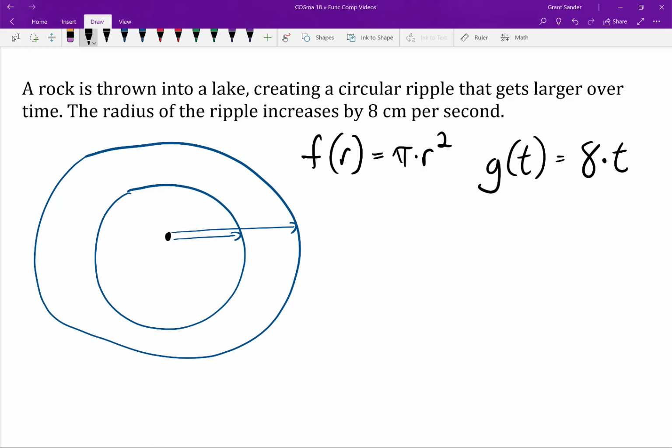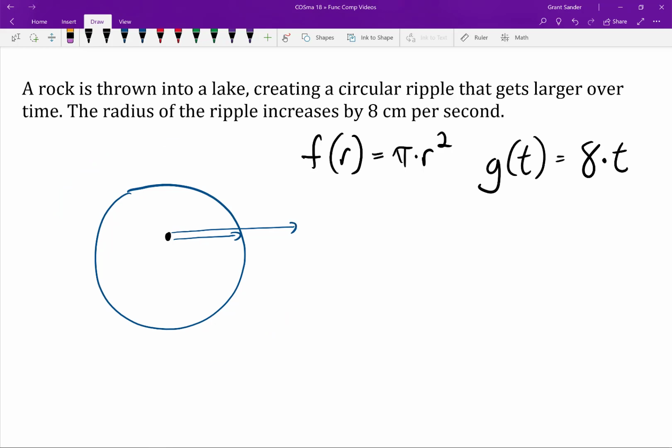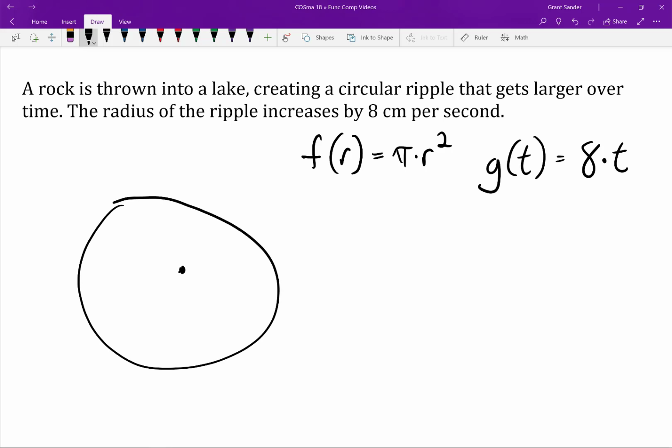So let's suppose we want to know the area of the circular ripple 3 seconds after the rock hit the water. So I'll erase some of this diagram. We'll imagine the rock hitting the water, and then 3 seconds pass, and then we have the circular ripple like that. We'll just write 3 seconds to keep that in mind.